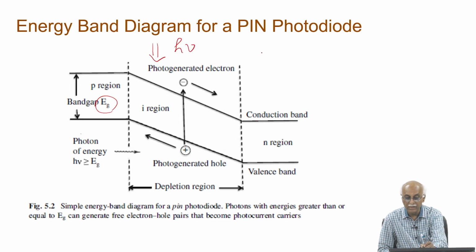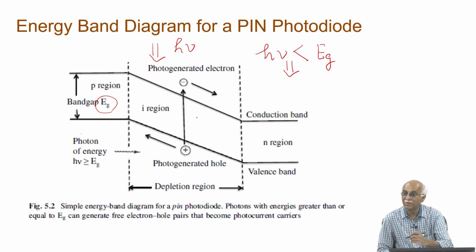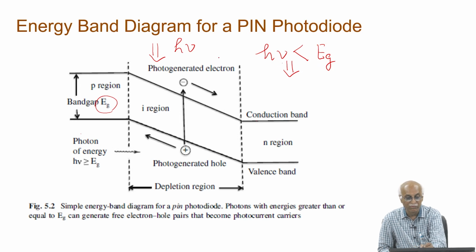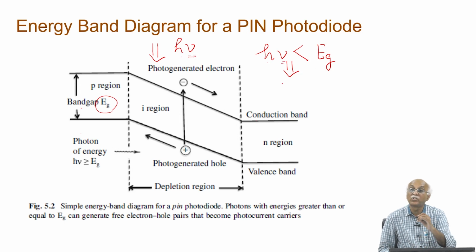Now, let us say a photon is coming with photon energy less than the band gap energy. If it is less than the band gap energy, this electron hole pair will not be able to get dissociated, because the photon energy is not enough to dissociate them. So, if the incoming photon energy h nu, where nu is the photon frequency, is less than E g, which is the band gap, then we will not see this electron hole pair being created.